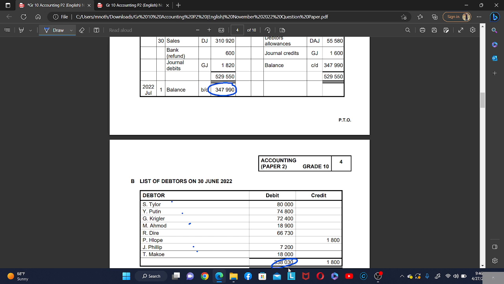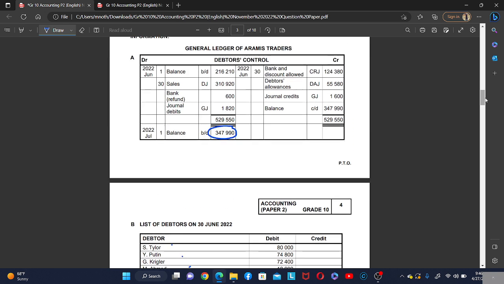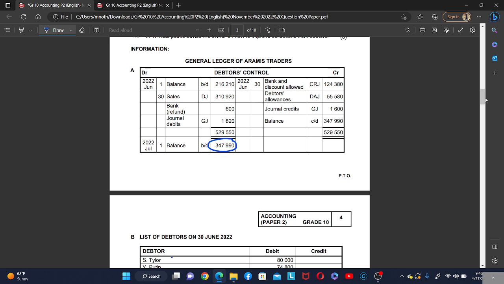It's either an error was made when transferring from the journals to the debtors control. Maybe we were transferring from the debtors journal, and then we made an error when we were transferring this money. So now we have to correct this money.